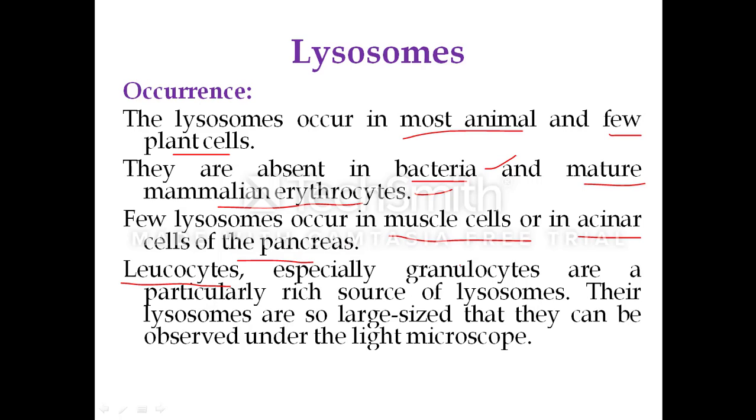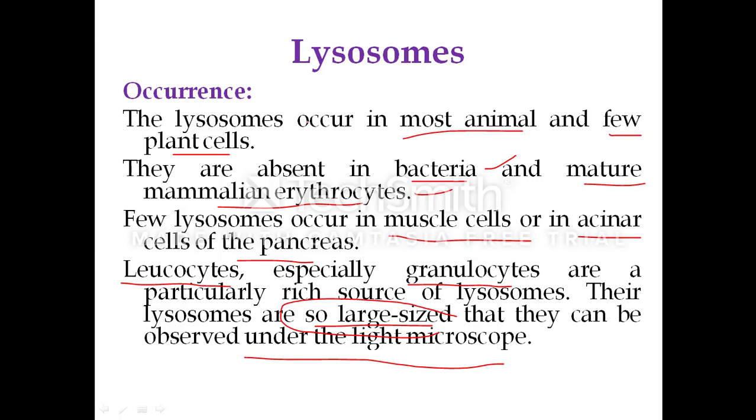Leucocytes, especially the granulocytes, are a rich source of lysosomes because they are involved in the defense reaction. Their lysosomes are so large that they can be observed even under a light microscope. The lysosomes are large because these cells exhibit a high rate of phagocytosis.